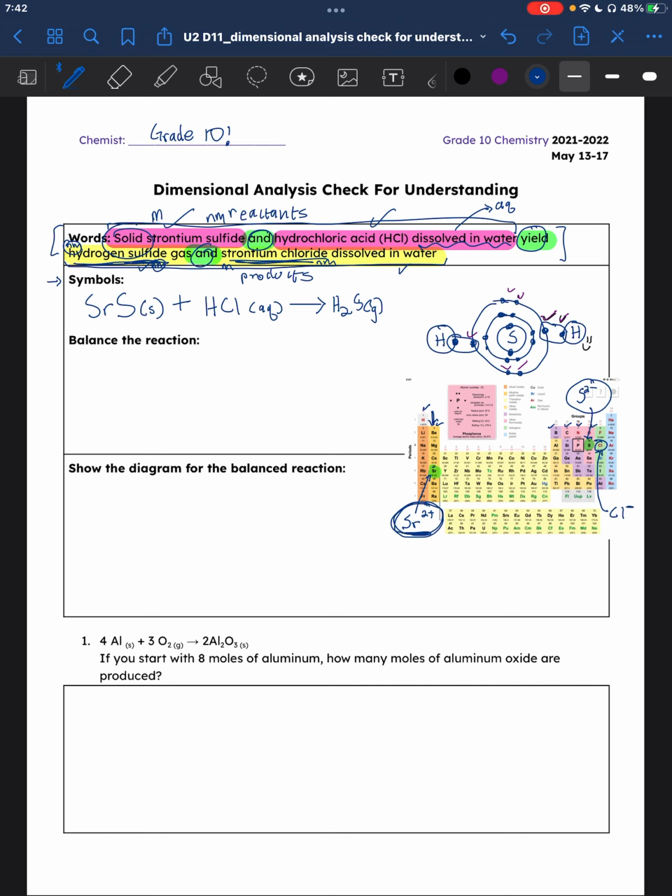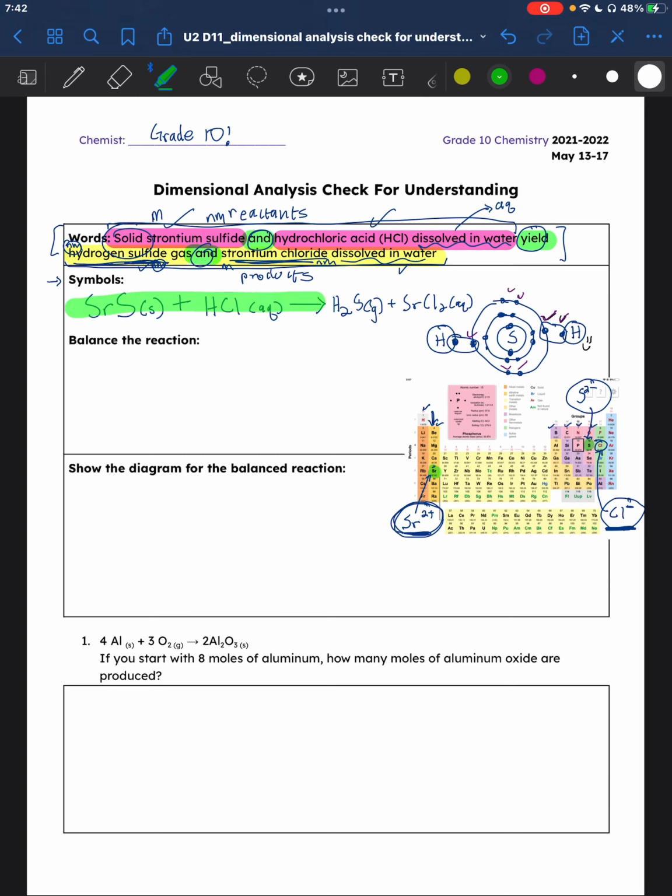So Sr2+, Cl-, in order to form a compound, I'm going to need 2 Cl- to form a neutral compound. So I will have SrCl2 dissolved in water, which is aqueous. All right, so here is my reaction.